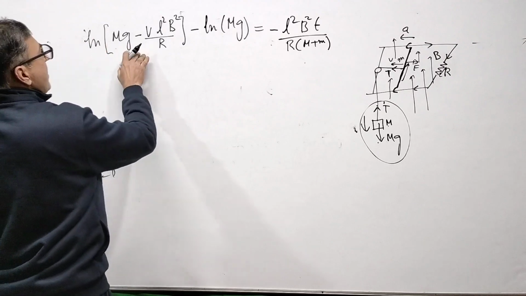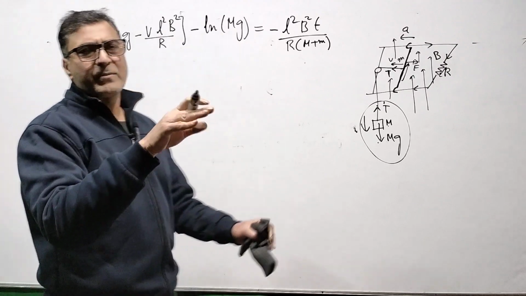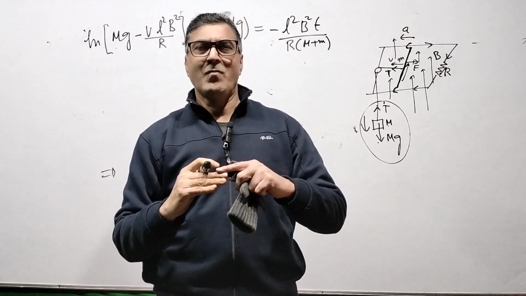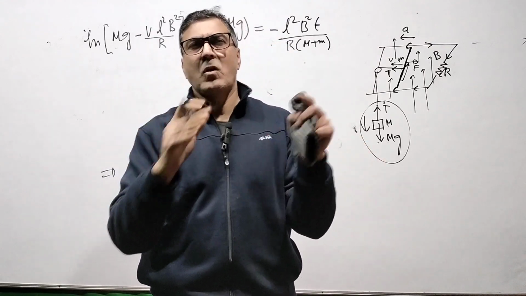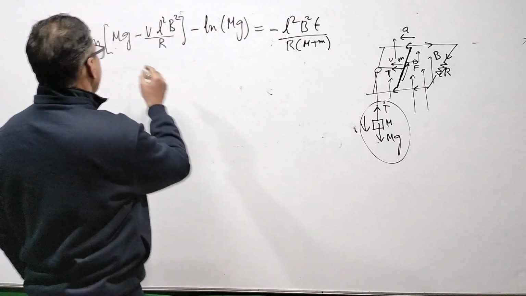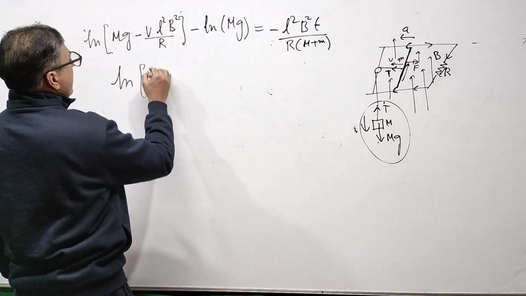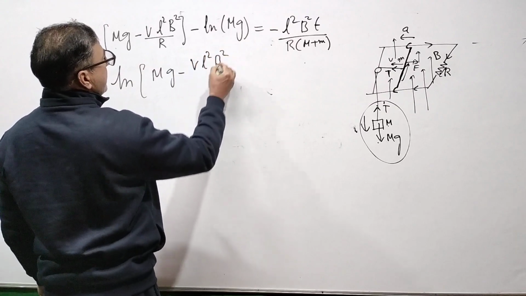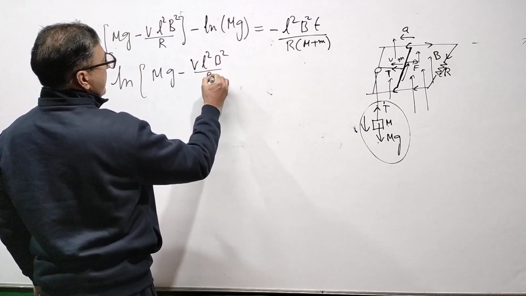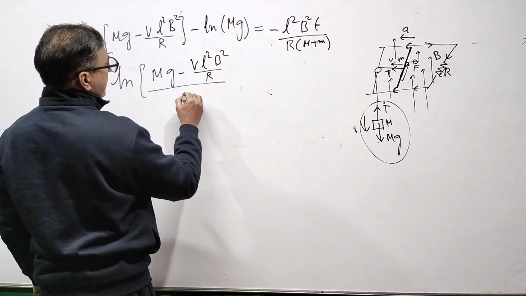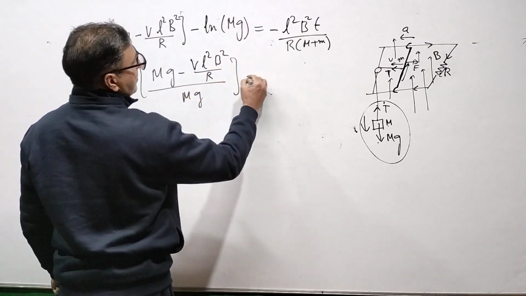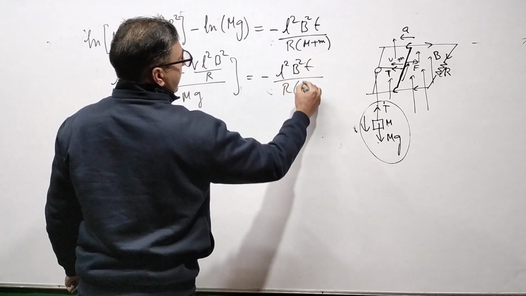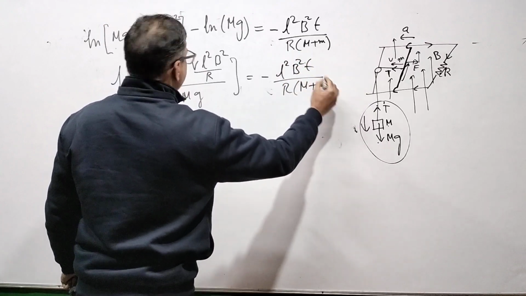Now it is ln of mn. This is a formula: log of x minus log of y is log of x by y, log a minus log b is log of a by b. That is the formula that you know. The ln of mg minus vL square B square by R divided by this mg is equal to minus L square B square T by R by M plus M, right?